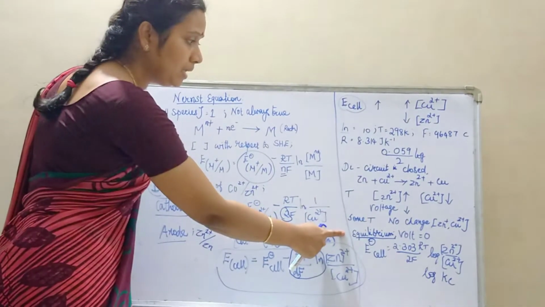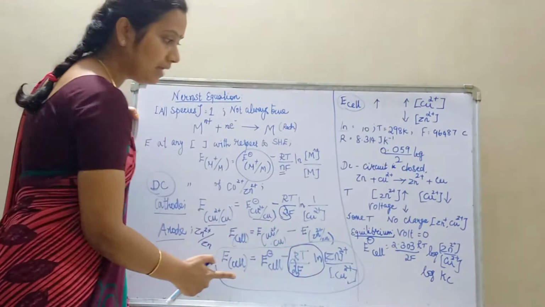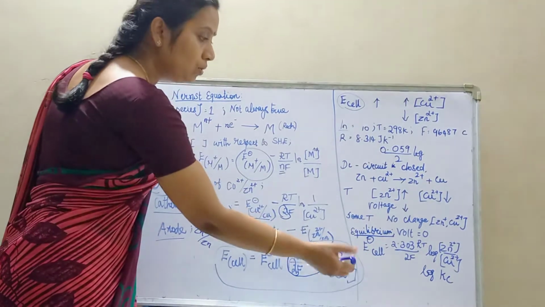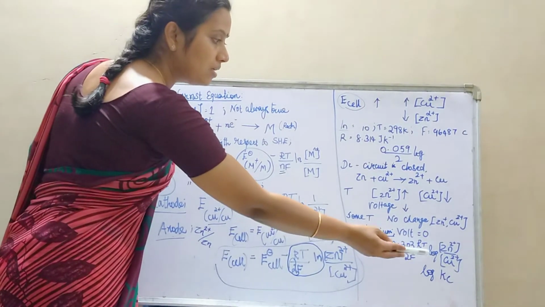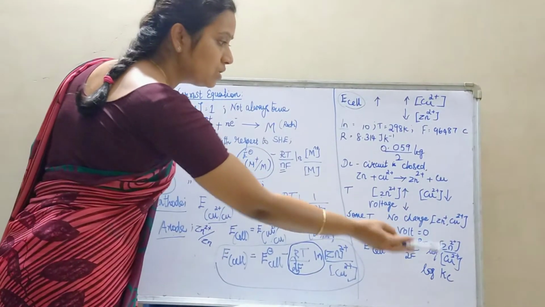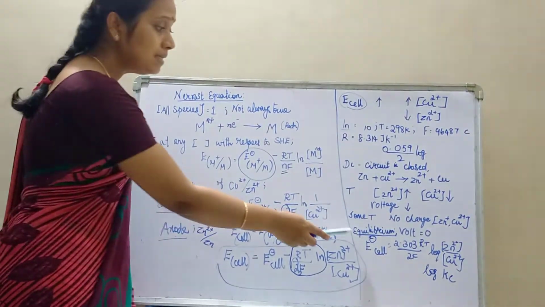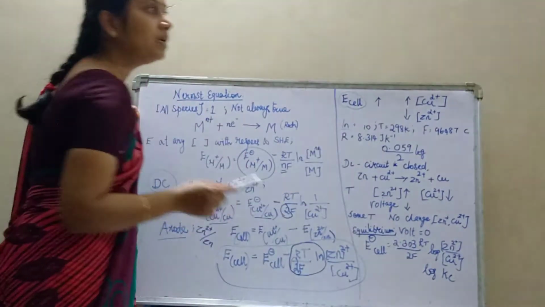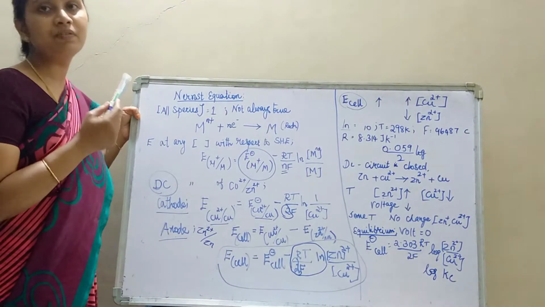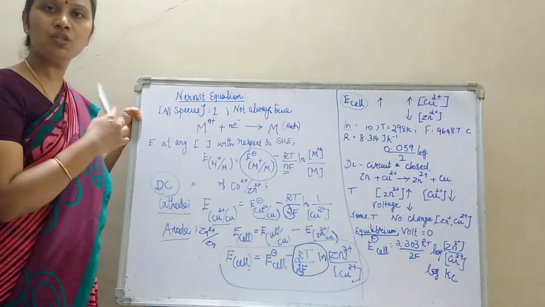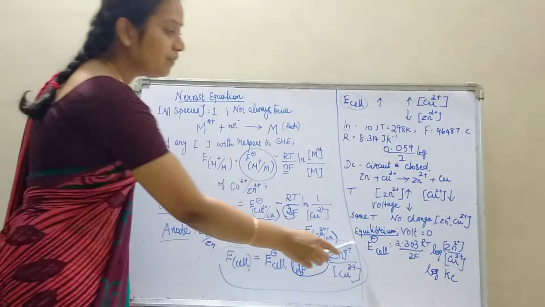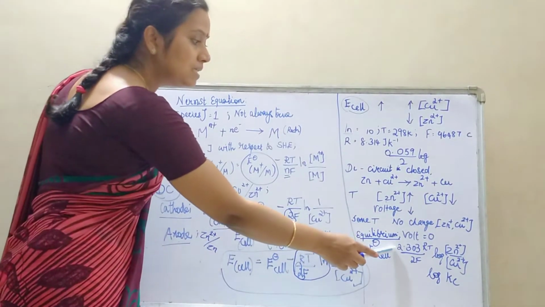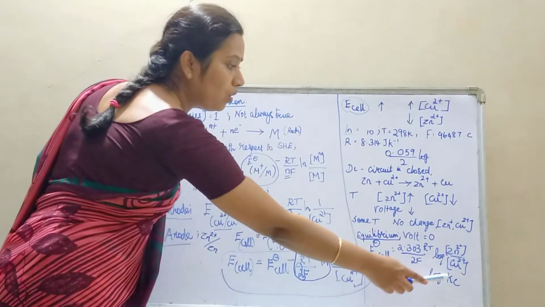So in equilibrium, the standard reaction becomes: standard electrode potential is equal to 2.303 RT log of the concentration of zinc divided by the concentration of copper. Since it is at equilibrium, the concentration ratio of zinc and copper will be equal to Kc, which is nothing but an equilibrium constant which we have studied in class 11. So the final equation becomes: standard electrode potential is equal to this term with log Kc.